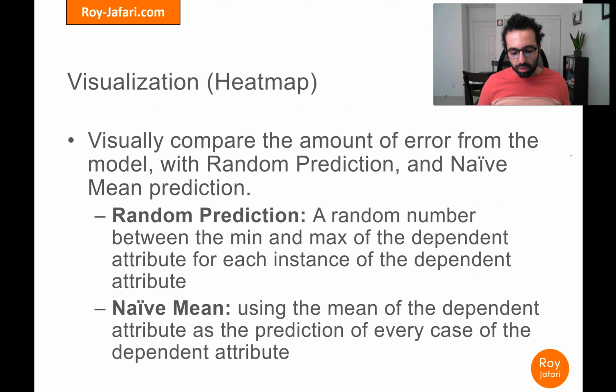One way we can go about this is to use a visualization. We use a heat map to put the errors of a random predictor, meaning that every time it wants to make a prediction for a member of the test set, it just comes up with a random number between the minimum and maximum of the dependent attribute. And then also the mean, another predictor: we assume that there is a predictor that every time it wants to predict something, it uses the mean of the dependent attribute. So then we have our model.